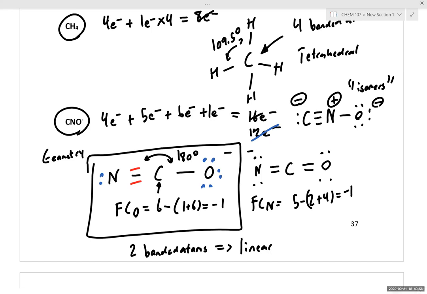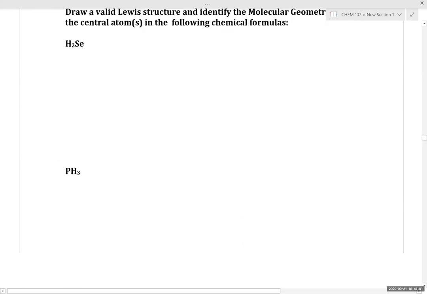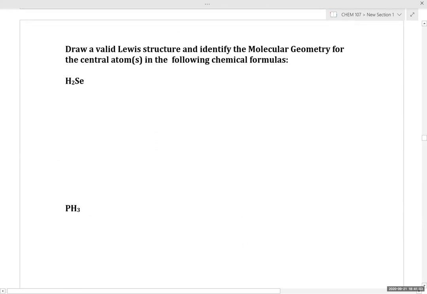Perfect. So let's keep going. We still have time for a few more examples. I'd like you to try working on these next two examples. Let's spend about 6 to 7 minutes on these. Let's try to draw a valid Lewis structure and identify the molecular geometry for the central atoms in the following chemical formulas.